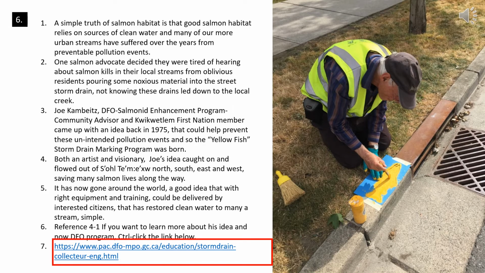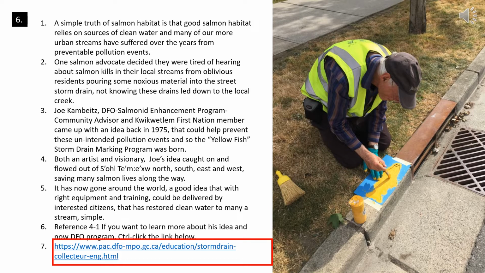A simple truth of salmon habitat is that good salmon habitat relies on sources of clean water. And many of our more urban streams have suffered over the years from preventable pollution events. So one salmon advocate decided they were tired of hearing about salmon kills in their local streams from oblivious residents pouring some noxious material into the storm drain, not knowing these drains led down to the local creek.